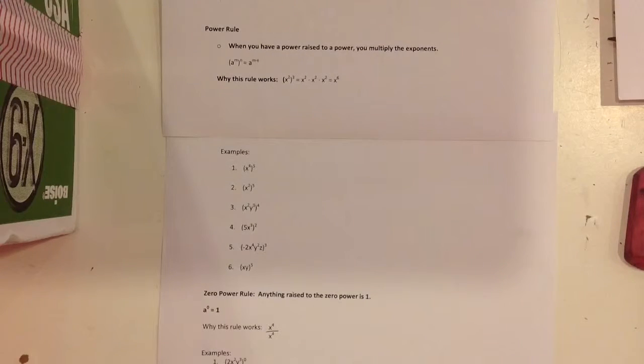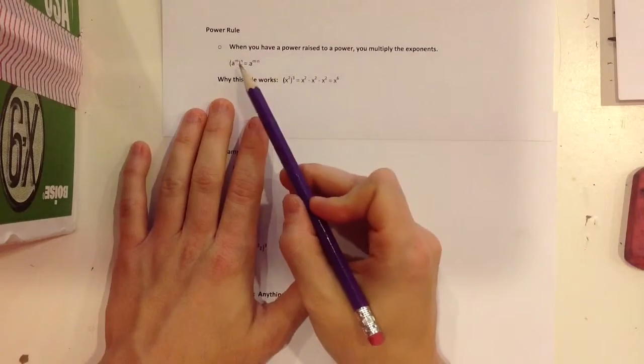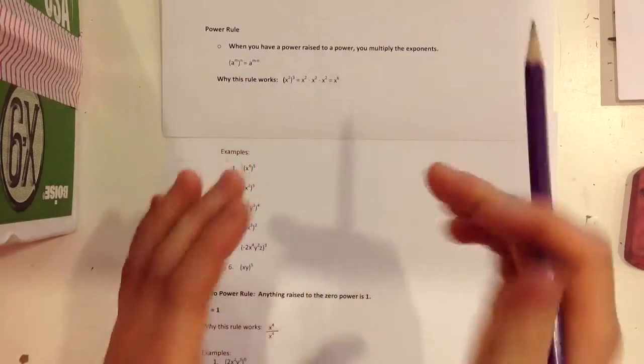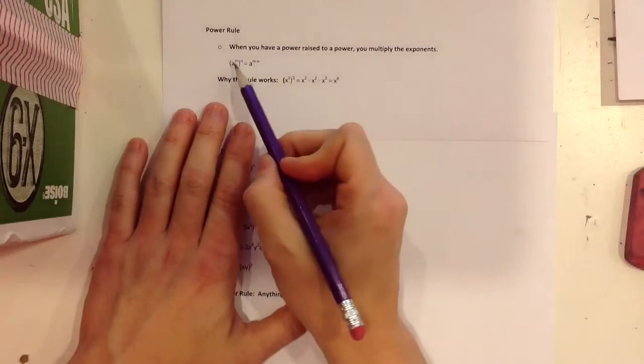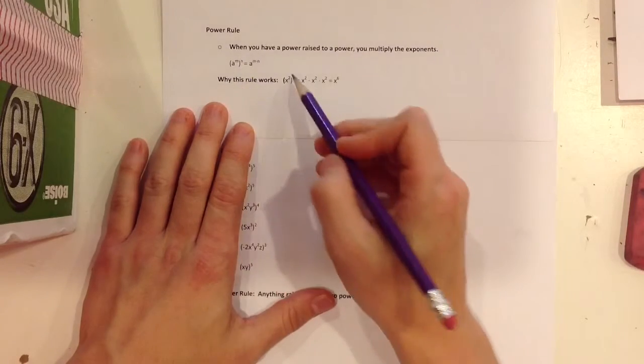Now this part is going to be on the power rule, and when we have the power rule, that's going to be a power raised to a power. So that means anytime you have an exponent raised to an exponent, you're going to multiply the exponents. Now, why does this rule work?